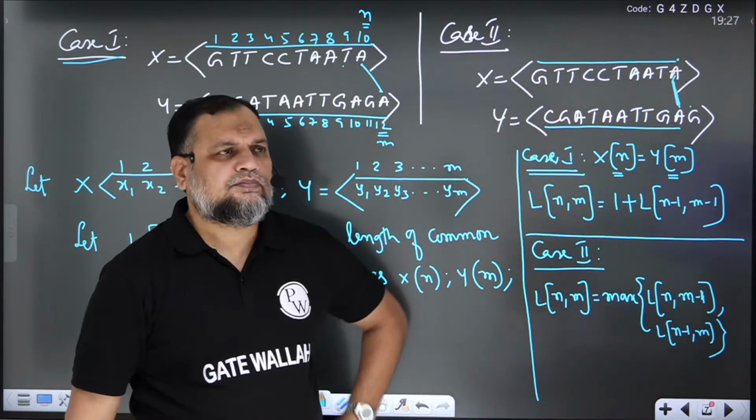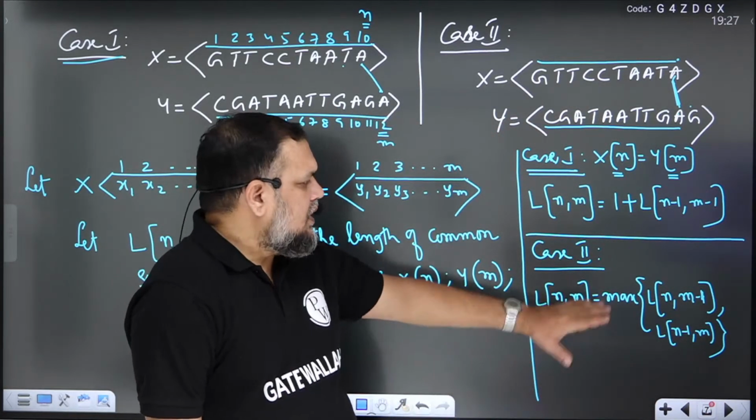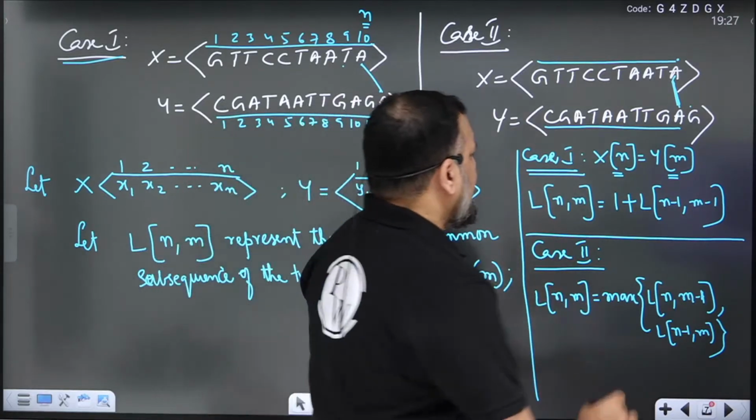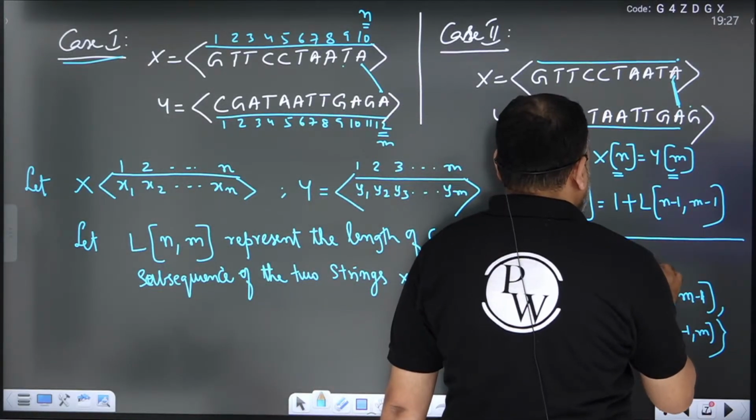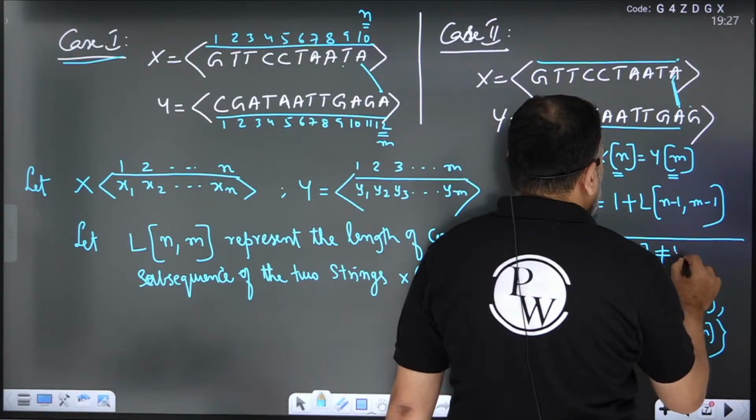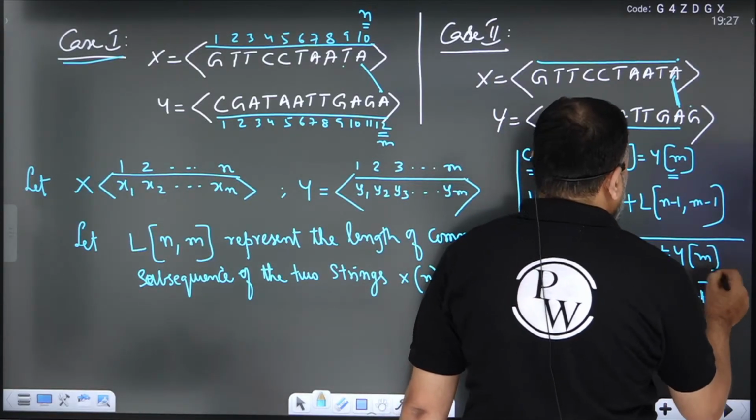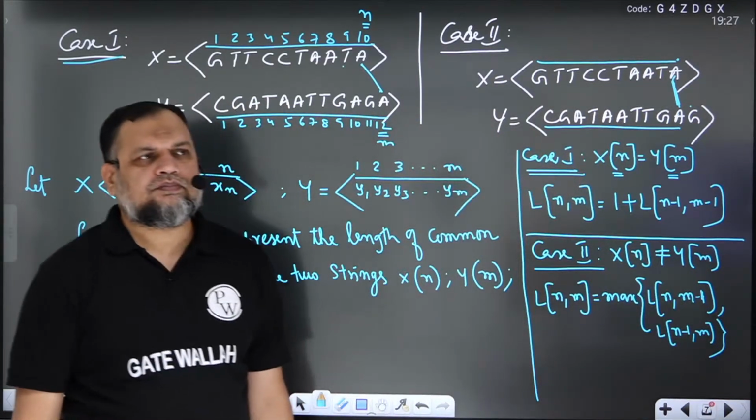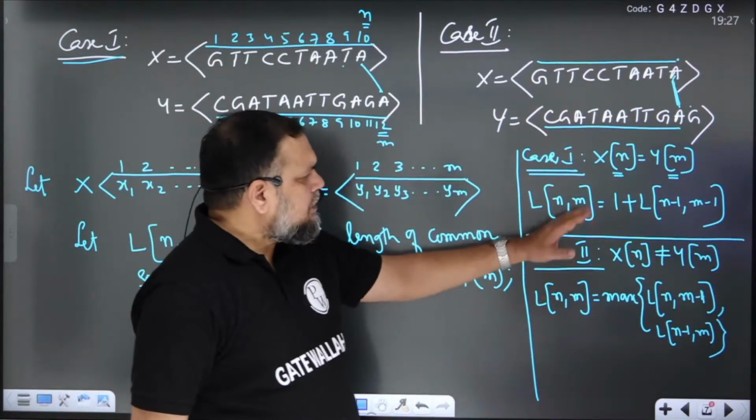Maximum of this. This will be the formula for case 2. So what is case 2? It is not matching: X of n is not equal to Y of m. This will be the case. That's all. This is the optimal substructure property.